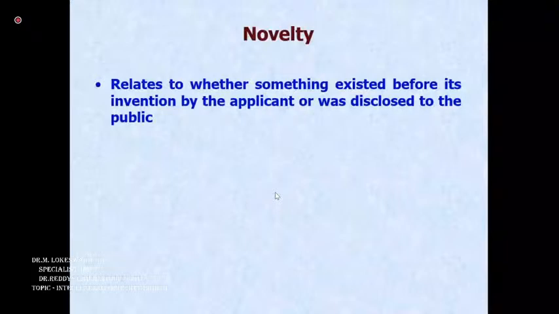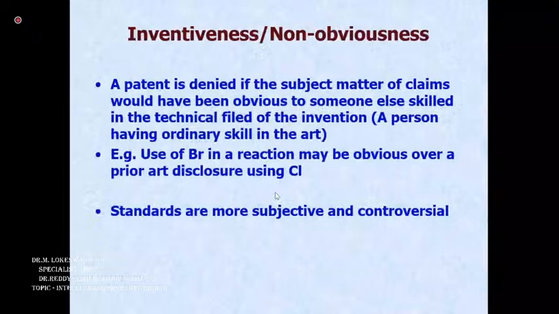Coming to inventiveness, or non-obviousness. A patent is denied if the subject matter of the claims would have been obvious to someone skilled in the technical field of the invention. That means if you are inventing something, it should not be obvious to a person skilled in the particular area. Same example: if you use bromo in a reaction, it may be obvious over a prior disclosure using chloro. That means chlorobenzene preparation is already known. You are making the bromobenzene. Bromobenzene now satisfies the novelty criteria, since it is not known and we have made it. But the inventiveness criteria will not be matched, because whoever can make the chlorobenzene can easily make the bromobenzene.